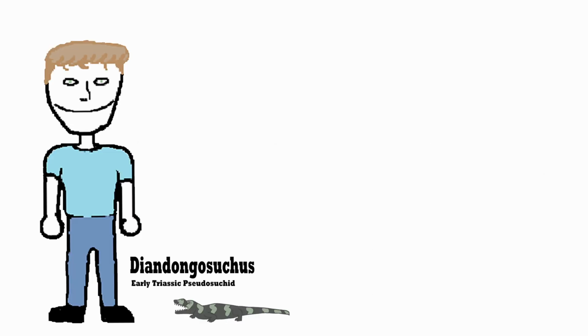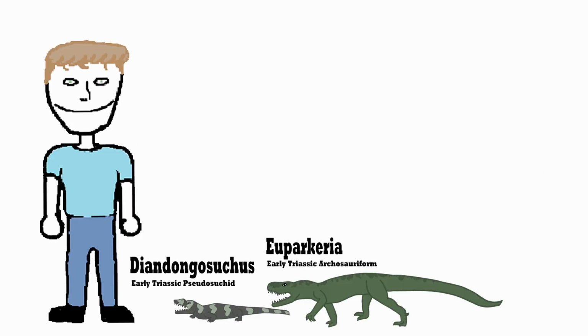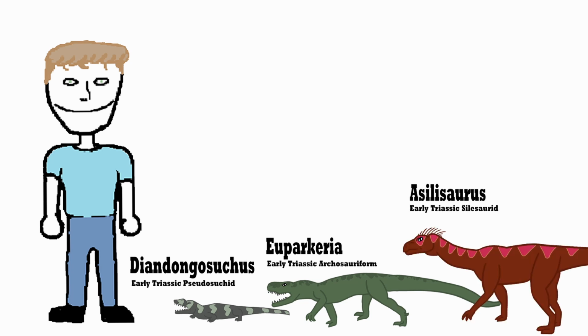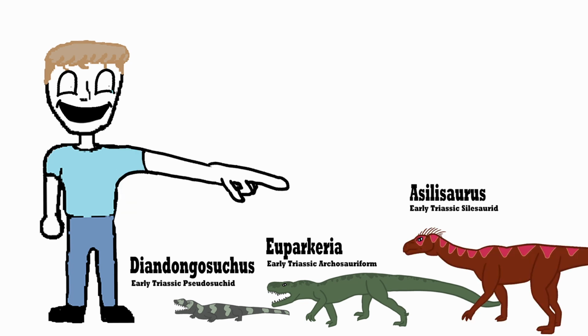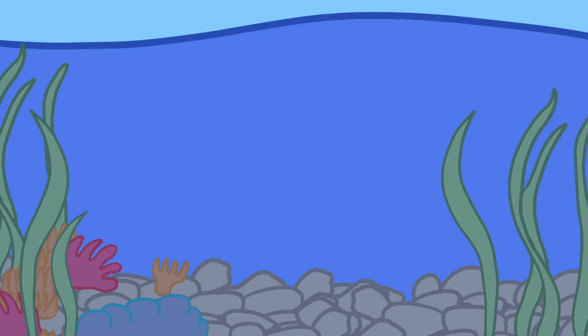They'll be important later, as well as a funny little lizard dude named Euparcaria, and a Silysaurus, which was a Silysaurid, which is silly. In the oceans, things weren't quite as shitty.